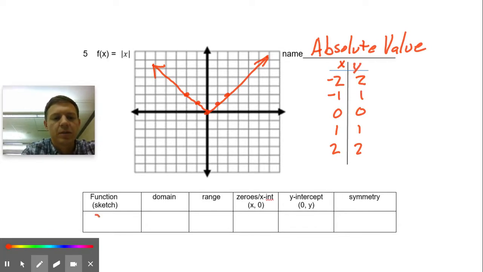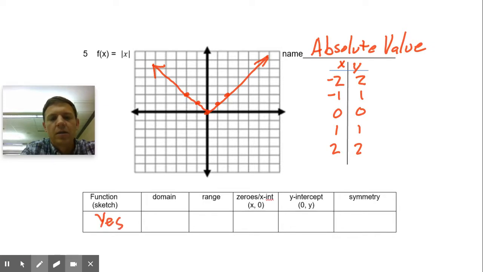Is this a function? Yep, passes the vertical line test. Domain. Okay, this looks like all reals. There's no x's that can't go in there. The range, everything up and down, everything's bigger than 0. So everything here is y is greater than or equal to 0. Where does it hit the x-axis? 0, 0 again. Where does it hit the y-axis? 0, 0. And that is our 5th parent function, absolute values.